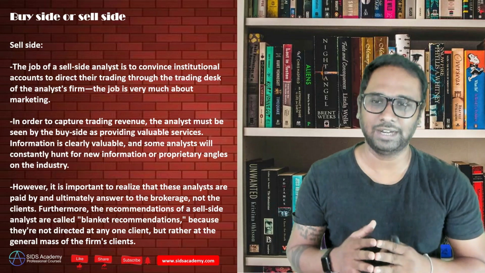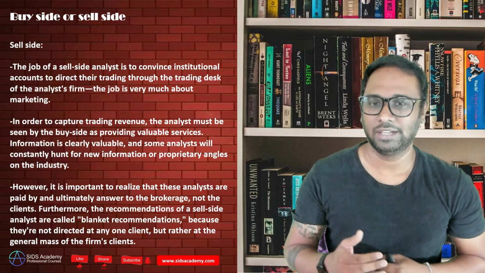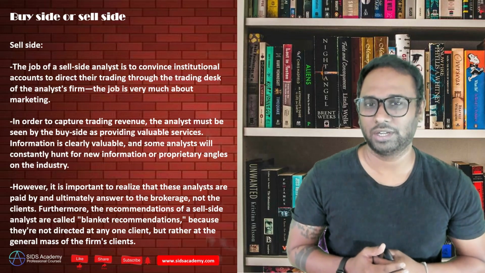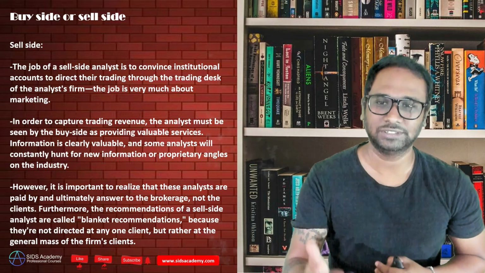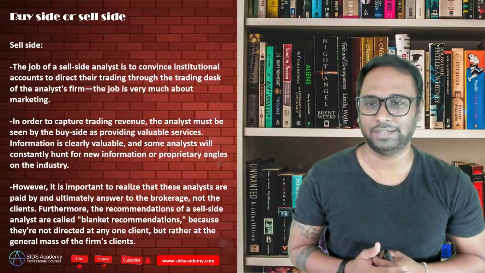Okay, so this is the ultimate difference between buy side and sell side. So whenever you get an offer to work, you need to understand where you would be working, whether you would be working on the sales side or on the buy side.